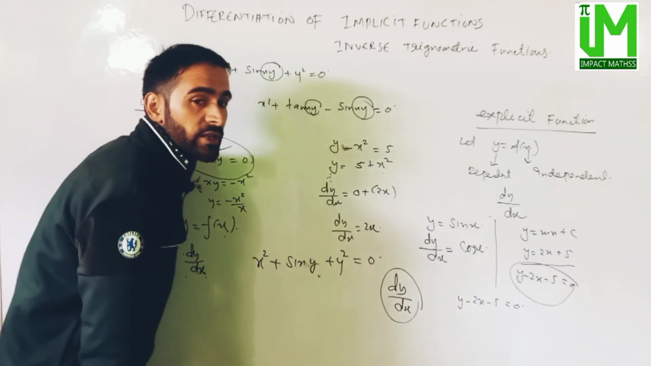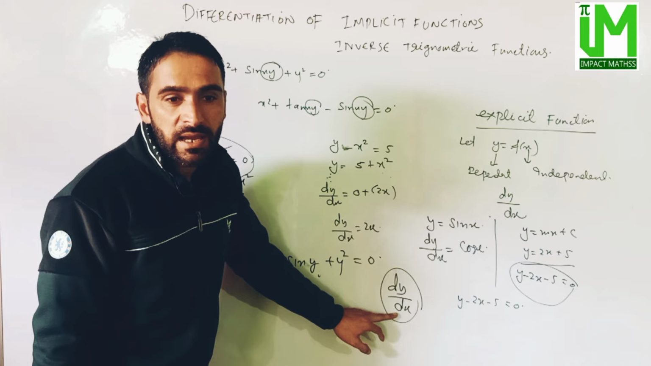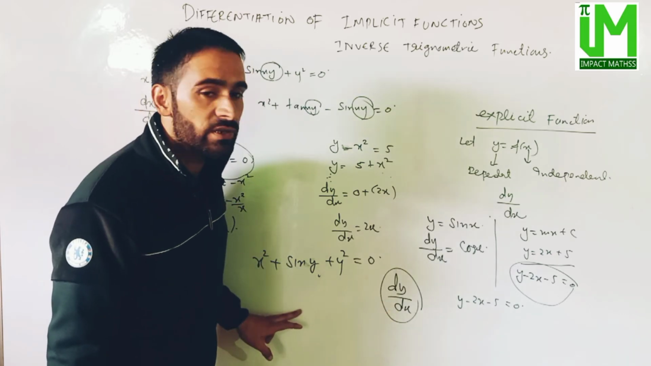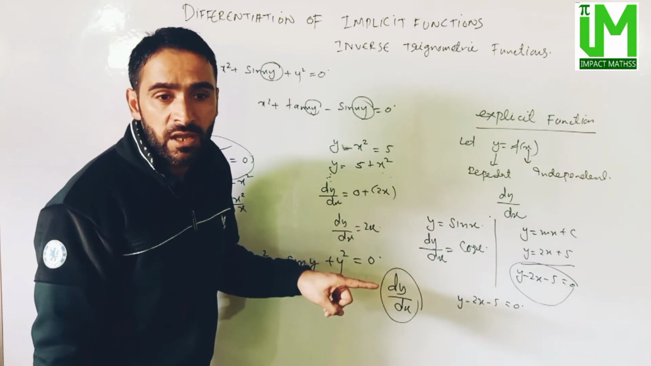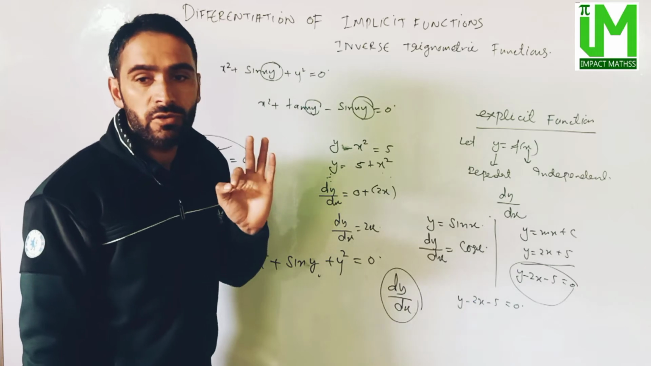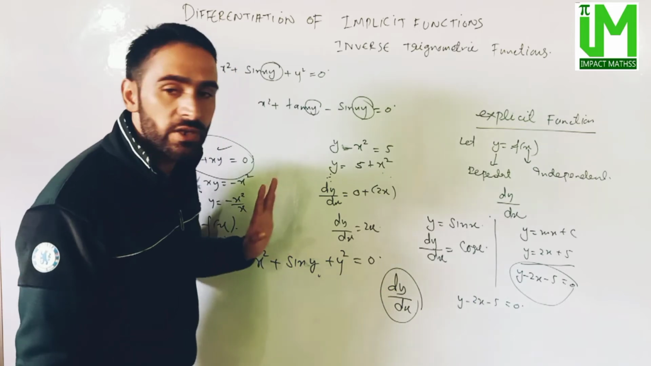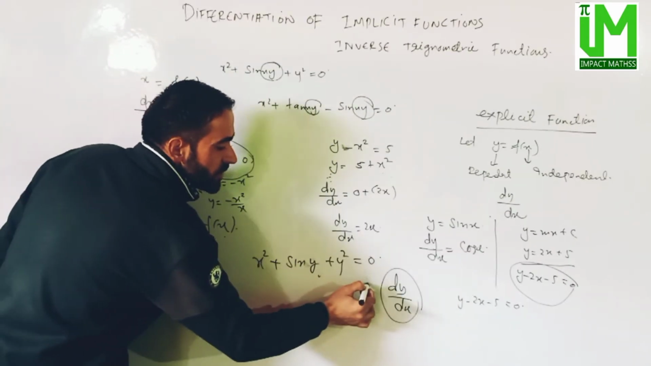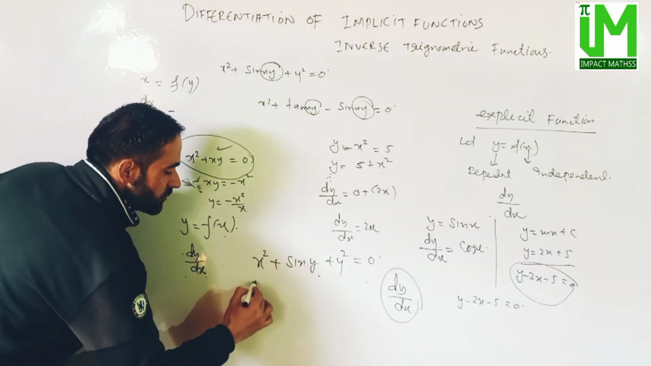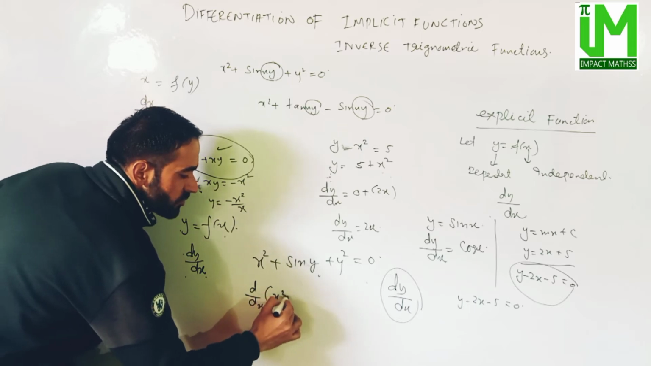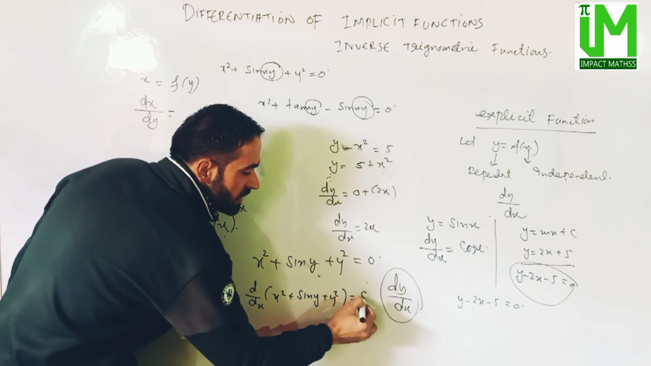...what does dy by dx mean? y has to be taken as the dependent variable and x as the independent variable. So we differentiate this equation with respect to x. If it were dx divided by dy, in that case we would have been differentiating with respect to y. But here x is taken as the independent variable, so we differentiate both sides with respect to x. So d by dx of x square plus sin y plus y square is equal to 0.